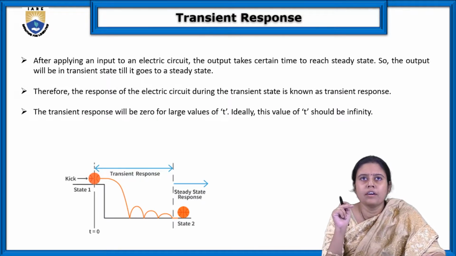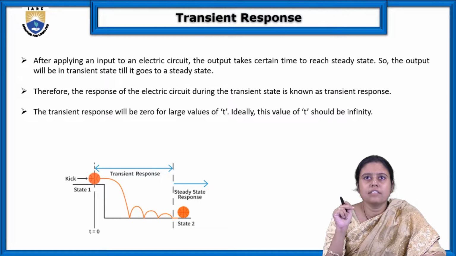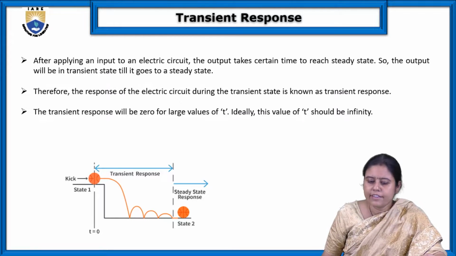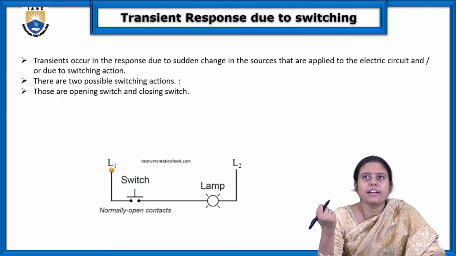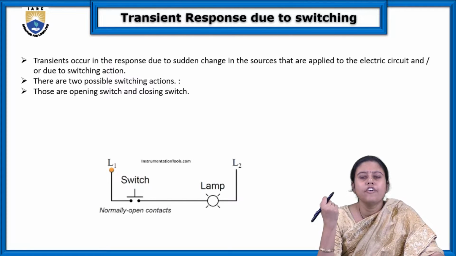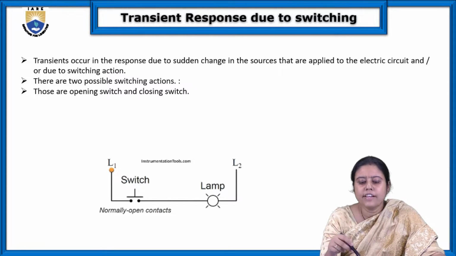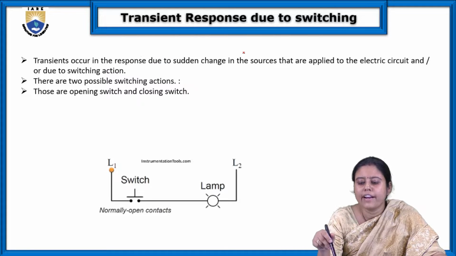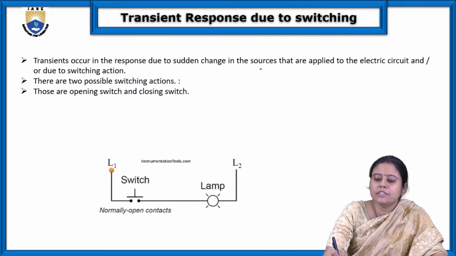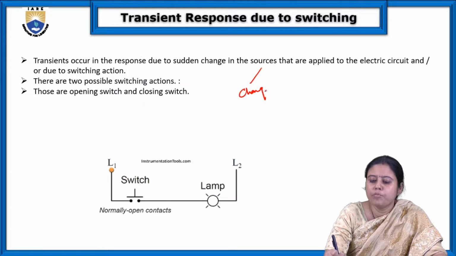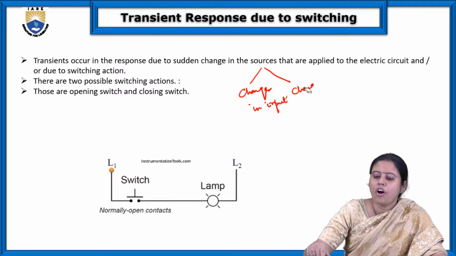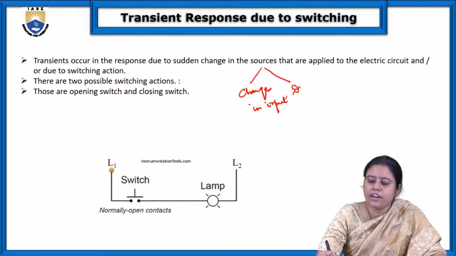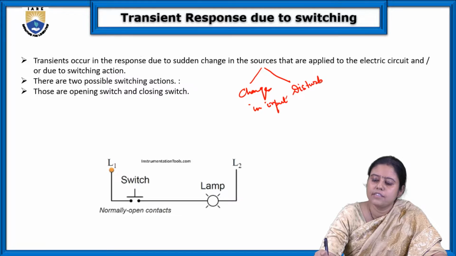So what is the transient response? We can tell that the transient response in electrical circuits is happening for 3 causes. Transient response occurs due to the sudden change in the source. This may be a change in input, or it may be caused by the presence of external or internal disturbances.